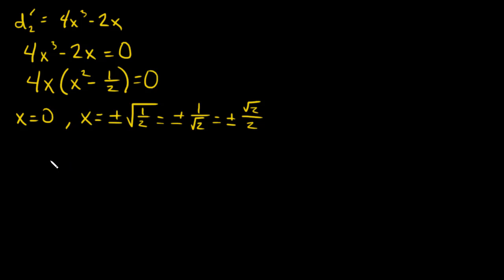Now, this is where it gets a little bit interesting because I have 3 solutions. I've got x equals 0 and x equals plus or minus root 2 over 2. So, are all of them correct? It turns out they're not. So, when you are solving for these optimization problems, sometimes you're going to wind up with values that are what are called extraneous solutions.